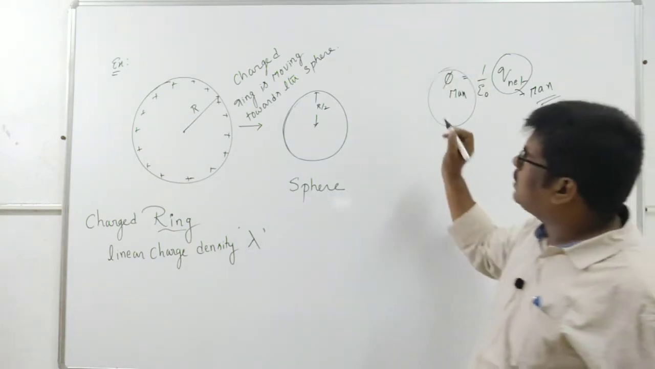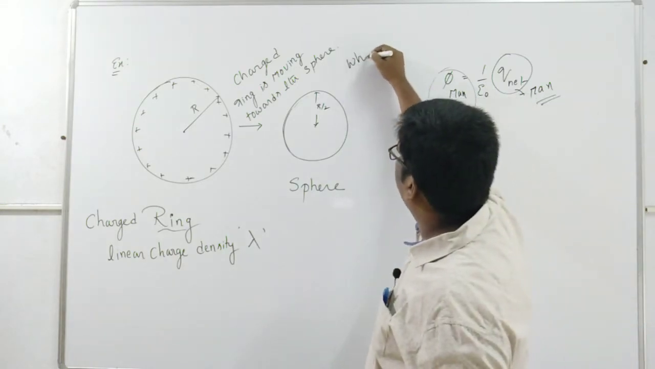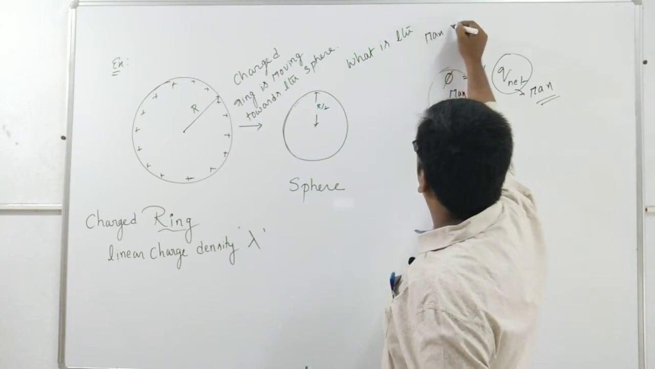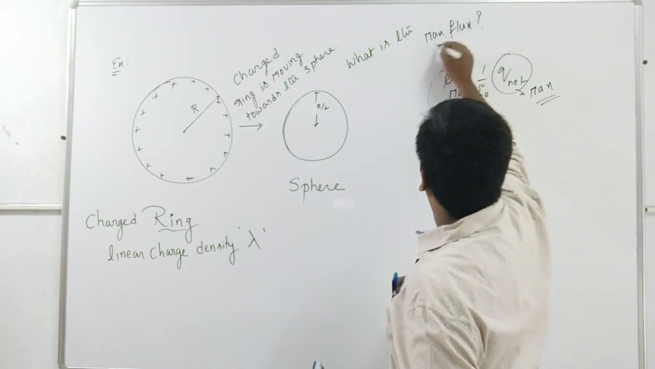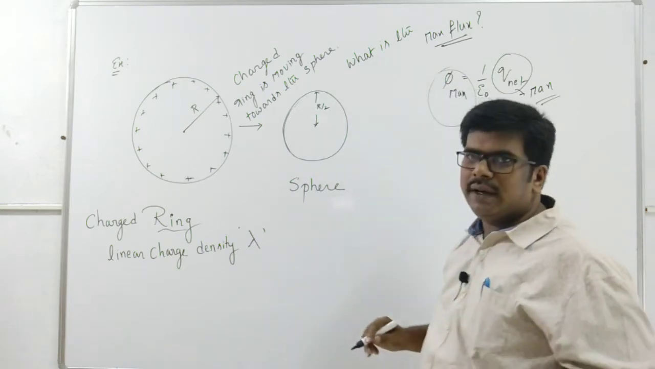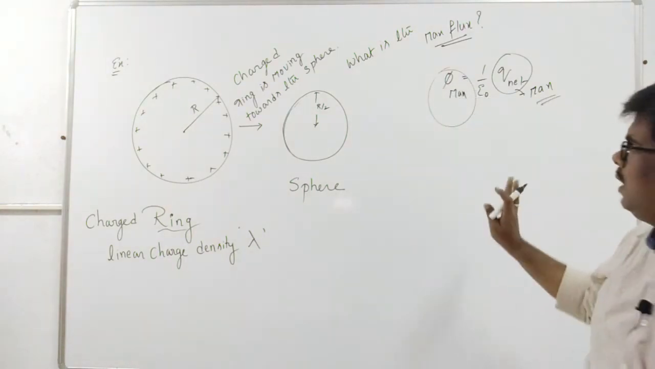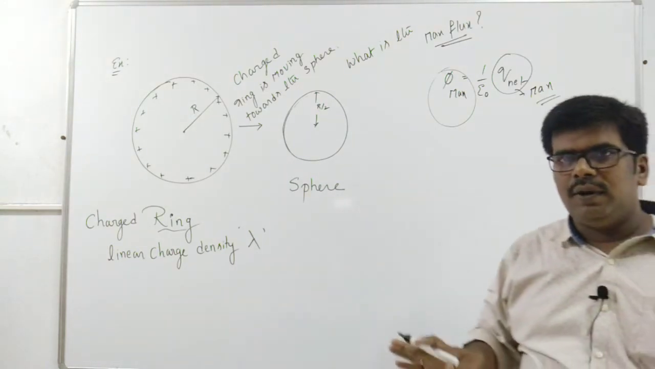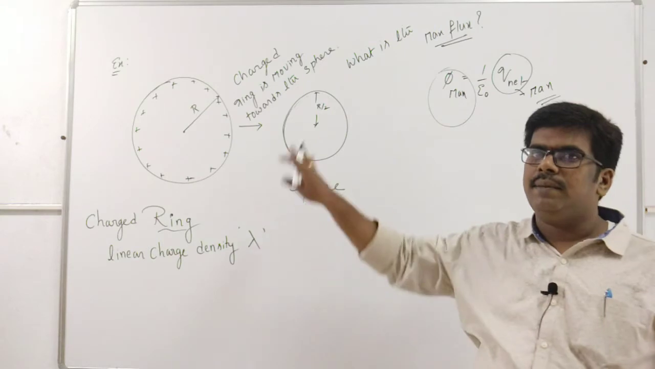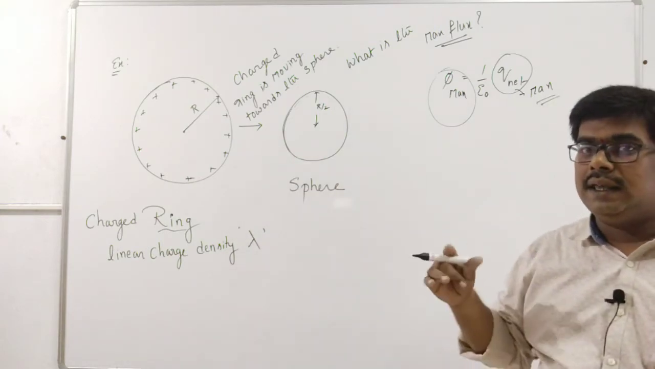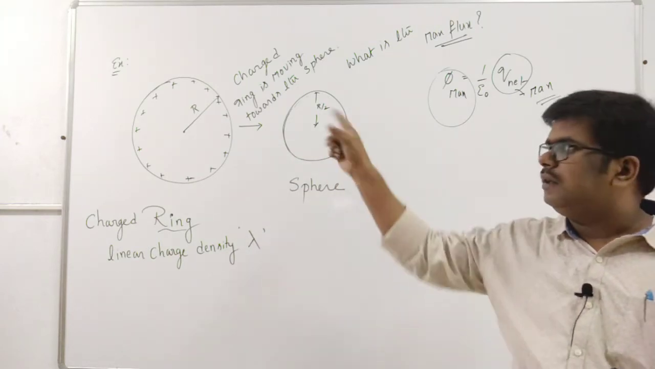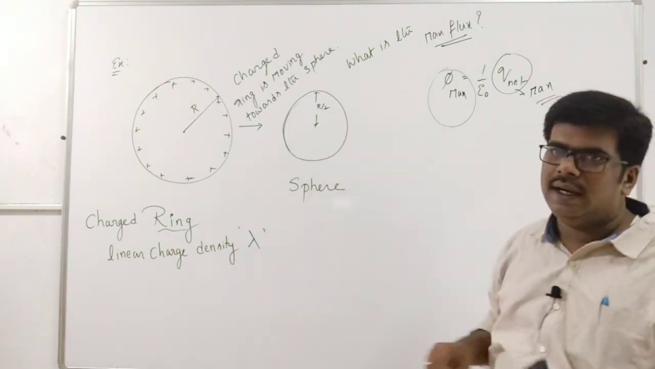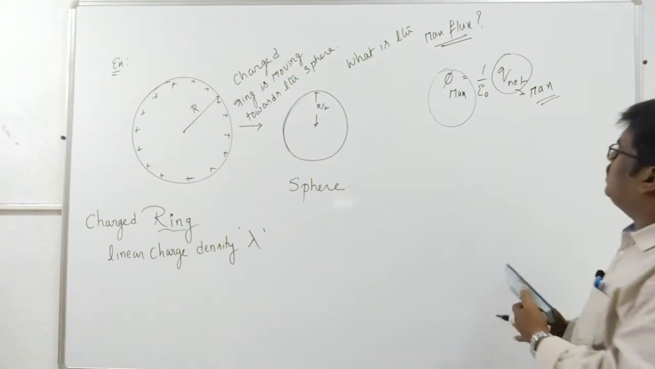So if they ask what is the maximum flux produced, maximum flux is possible when the sphere encloses maximum charge. Maximum charge is possible when the maximum length of the ring is present inside it. Length here means chord, because it is circular in shape. So we can say how much maximum chord is present inside it. That is the concept.